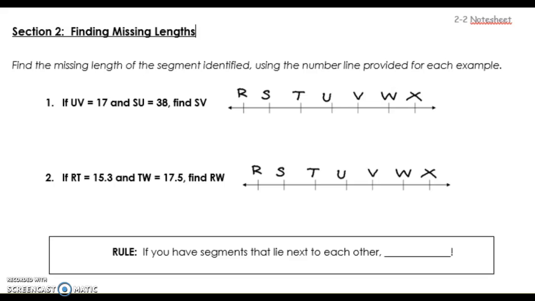All right, so let's take a look at some examples of what I mean by finding missing lengths. So you're going to be given the lengths of segments, and you're going to have to identify the third segment. Using a number line is very helpful, so it provides a visual for you. So let's take a look at number 1.